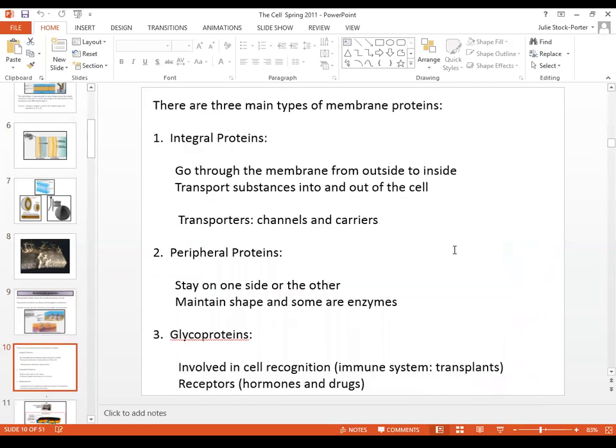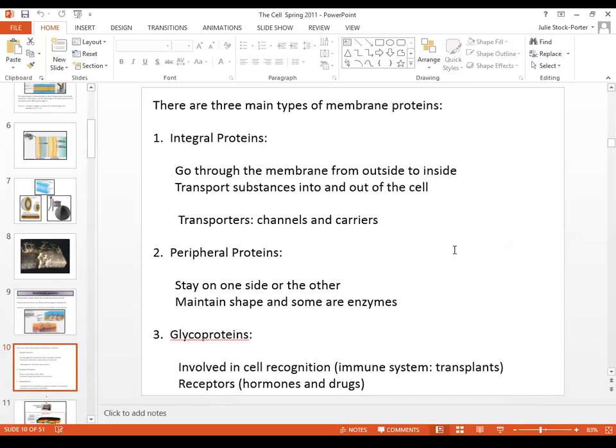There are three main types of proteins: integral, peripheral, and glycoproteins. You need to know this. The integral proteins go through the membrane from the outside to the inside. They transport substances into and out of the cell. And there are two types, channels and carriers. So when you talk about the integral protein, you need to know it goes from the inside to the outside of the cell, which means that it's able to move things all the way in and all the way out.